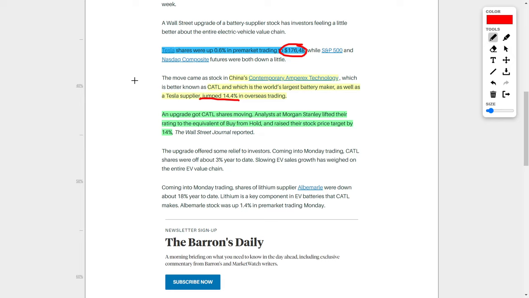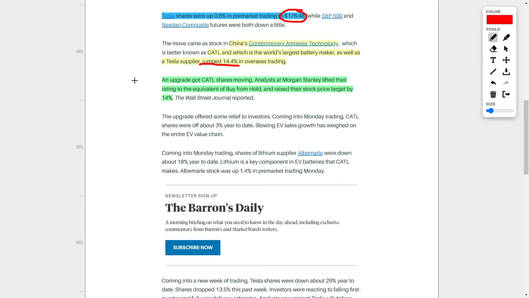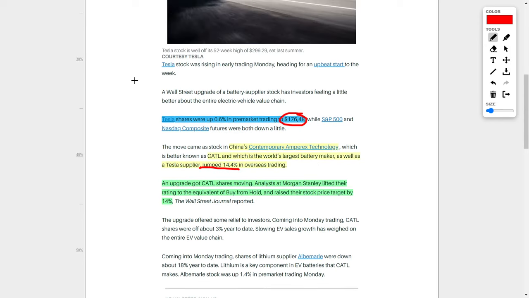The reason for the recent enthusiasm surrounding CATL shares was because an analyst from Morgan Stanley upgraded this company to a buy rating from a hold rating, and they also raised their stock price target up 14%, which was very good for this company. Therefore, this was positive news for both Tesla as well as CATL, and I anticipate further upside left in both of these companies. But for me personally, I would much rather invest into Tesla than this Chinese company, because foreign companies are extremely risky.